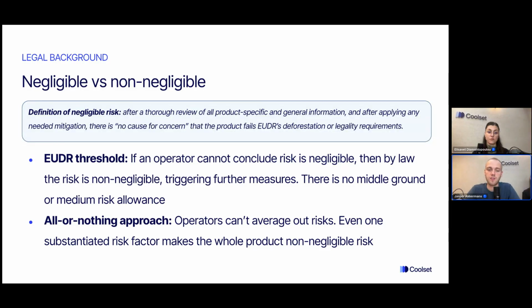Furthermore, you also have to consider this all or nothing approach. Operators cannot average out risks. So if you have 10 identified risks and 9 of them are negligible and 1 of them is non-negligible, that doesn't mean that you can say, well, we're 90% negligible, so we can move on. You still have to move on to Article 11 for the risk assessment of that one risk that's non-negligible.